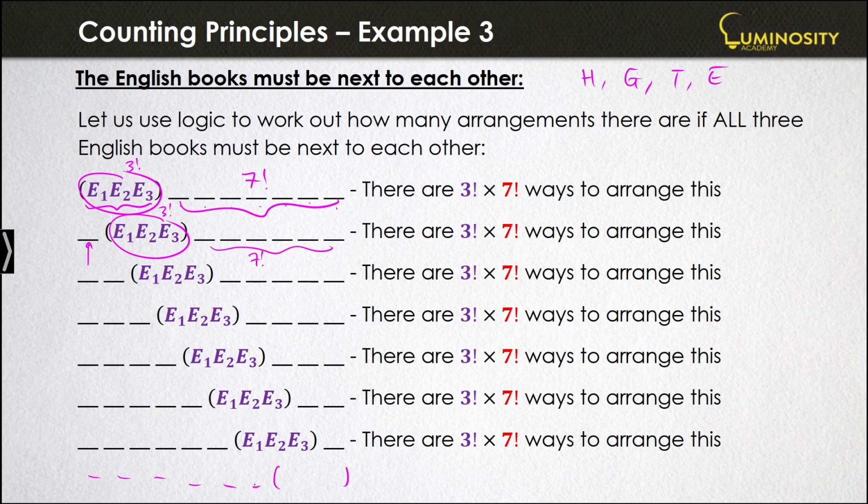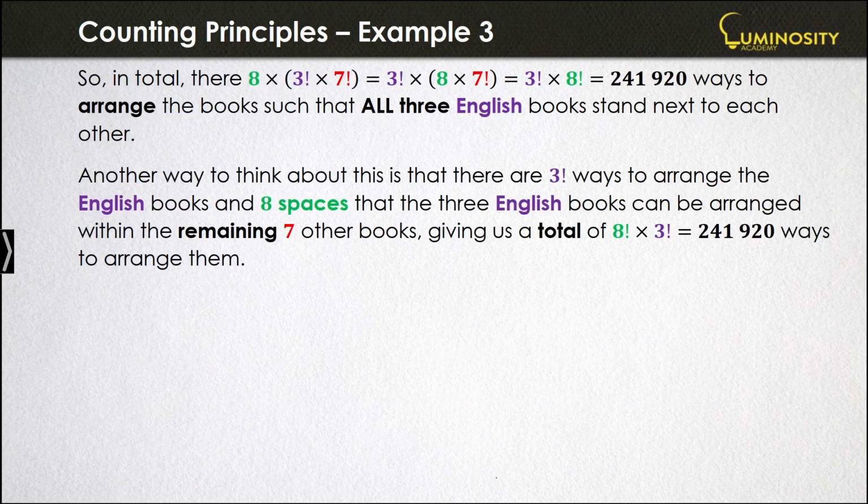So how many ways are there? There's 1, 2, 3, 4, 5, 6, 7, and an 8th way, each being 3 factorial times 7 factorial. In total, there were 8 of those 3 factorial times 7 factorials. Because multiplication is commutative, I can say 3 factorial times 8 times 7 factorial, and 8 times 7 factorial is just 8 factorial, because that's 8 times 7 times 6 times 5 times 4 times 3 times 2 times 1. So we have 3 factorial times 8 factorial.